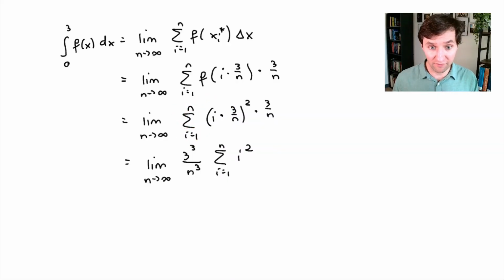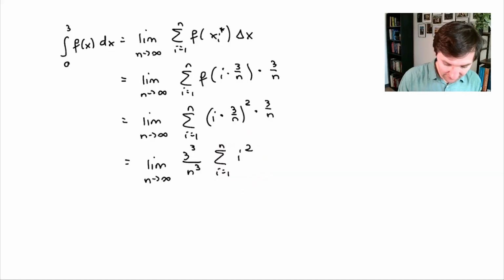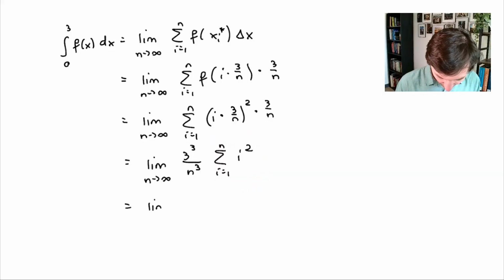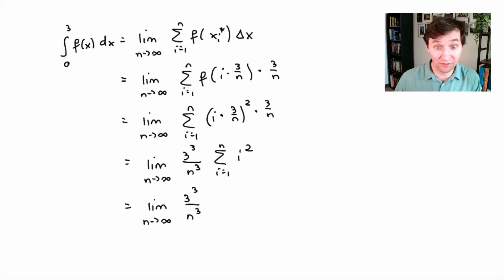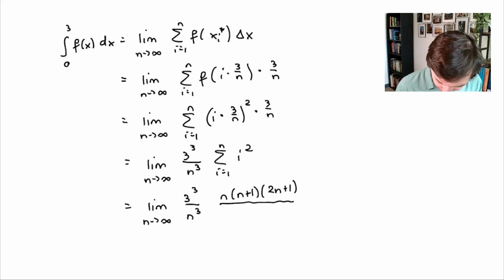At the beginning of the video, I gave you a formula for this sum, the sum of the squares of the first n positive integers. This means I can rewrite this limit as the limit as n goes to infinity of 3 to the third power over n to the third power, and instead of the sum, I will use the formula. The formula was n multiplied by n plus 1, multiplied by 2n plus 1, everything divided by 6.